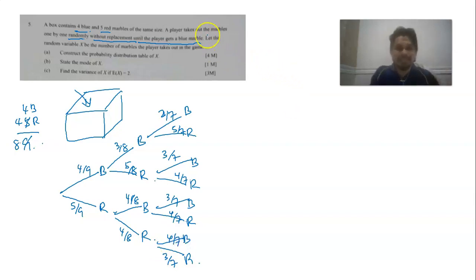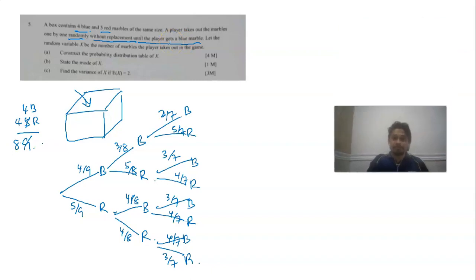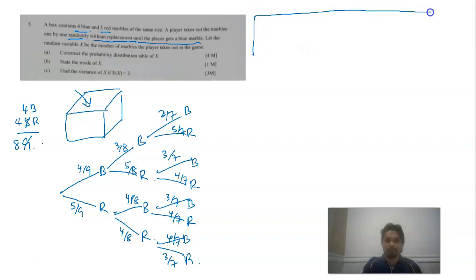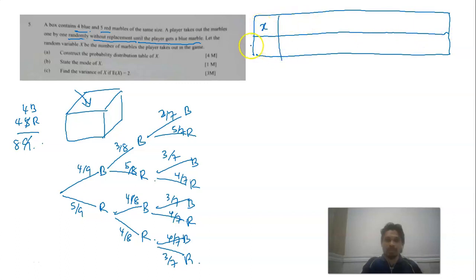Okay, so the key is a player takes out the marbles one by one randomly without replacement until the player gets a blue marble. It's quite tricky, but I hope all of you understood my explanation of this part of the question. If the first time I pick a ball from the box I straightaway get a blue, because the question said take the marbles one by one randomly without replacement until the player gets a blue marble, then X equals 1.